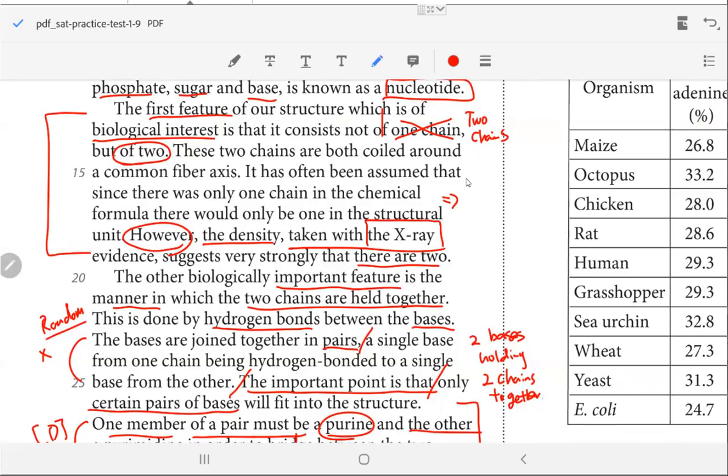자, 그러니까 이게 two chain이라는 게 너무 중요해서 어떻게 proof 했는지까지 여기 나왔었죠. 강조해서. However, the density taken with the X-ray evidence, so this is a confirmation, hard data, suggests very strongly that there are two chains, not one. So X-ray and density are used to confirm that there are two chains with hard evidence, right?